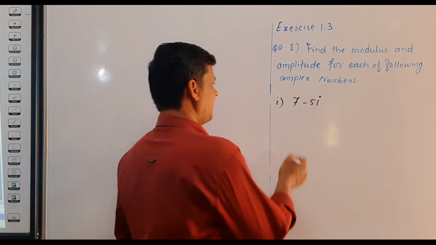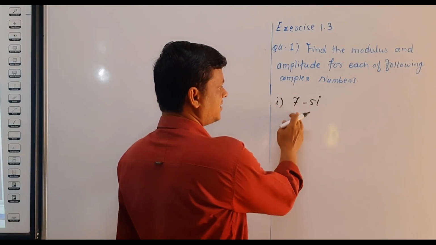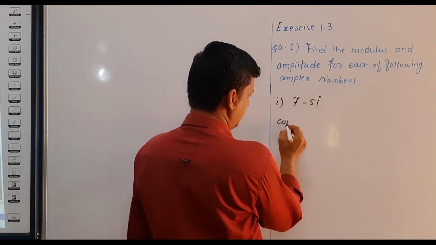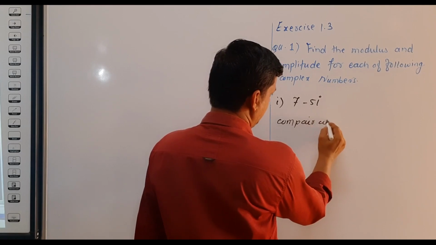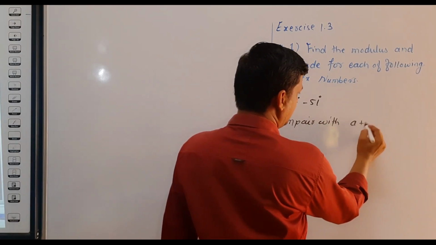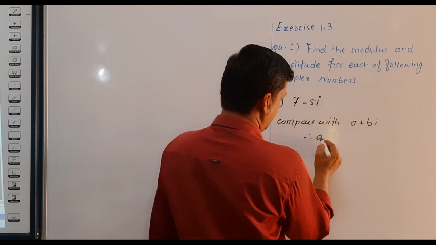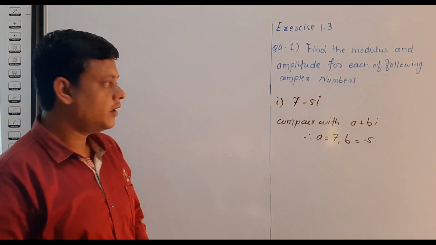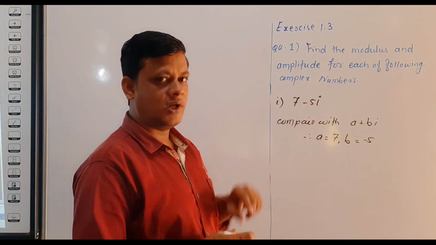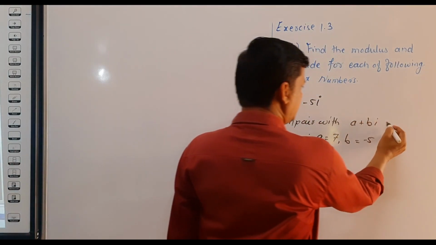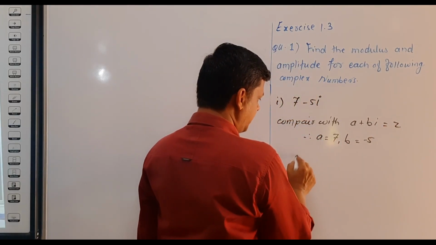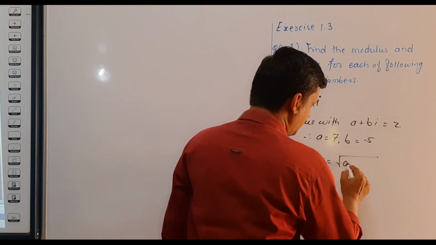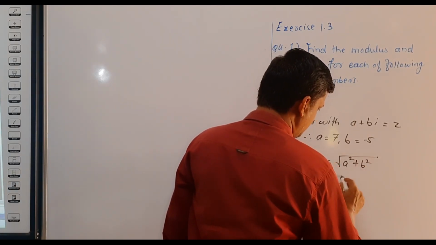So see the first example. The given complex number is 7 minus 5i. So we compare this with a plus bi. Therefore a is equal to 7, b equals minus 5. Now we have to find the modulus. So if this number is z, then its modulus is mod z, or simply we write r is equal to under root a square plus b square.